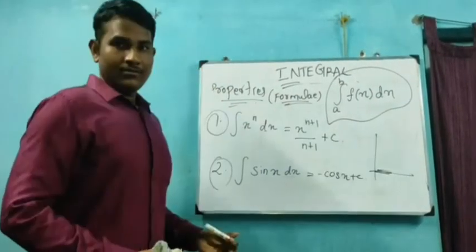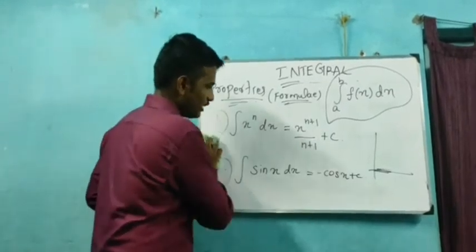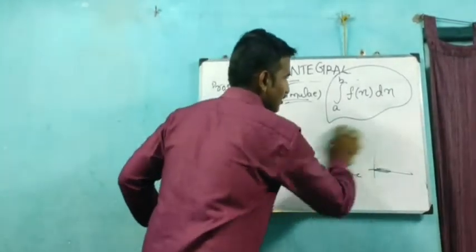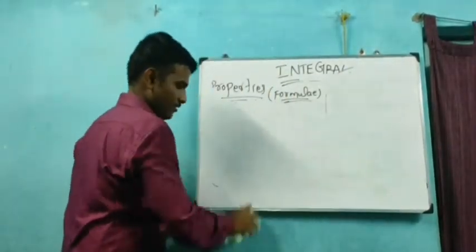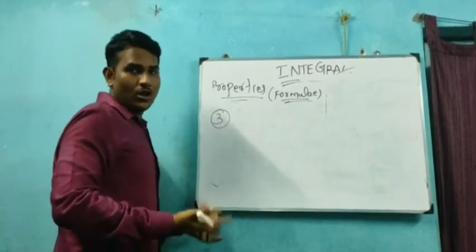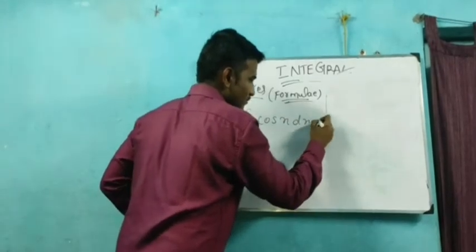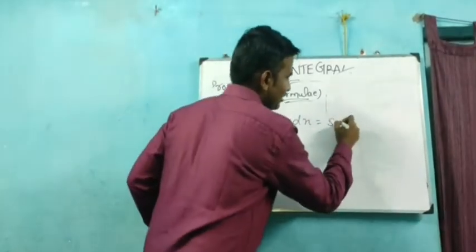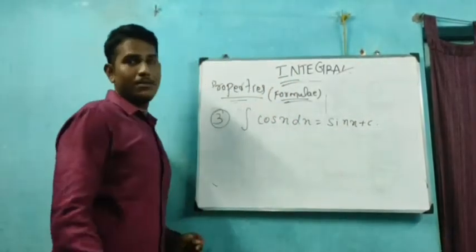So two formulas are over. Next formula. The third formula: sin x is over, next, obviously, it's cos x. The integration of cos x is sin x plus c, right? Sin x plus c.